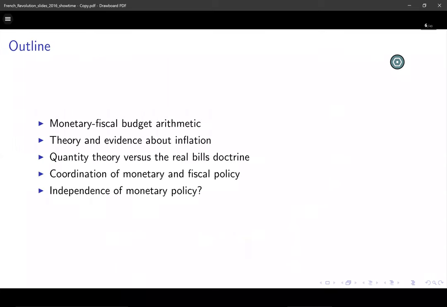So here's going to be the outline of today's talk. We're going to talk about monetary fiscal budget arithmetic, and we're going to talk about the dependence or the independence of monetary and fiscal authorities. We're going to talk about theory and evidence about inflation. We told you a little bit about the quantity theory of money last time. I'm going to mention something called the real bills doctrine, which is very old and also very modern. And then I'll talk about the coordination of monetary and fiscal policy, and, as I said, about the independence of monetary policy.